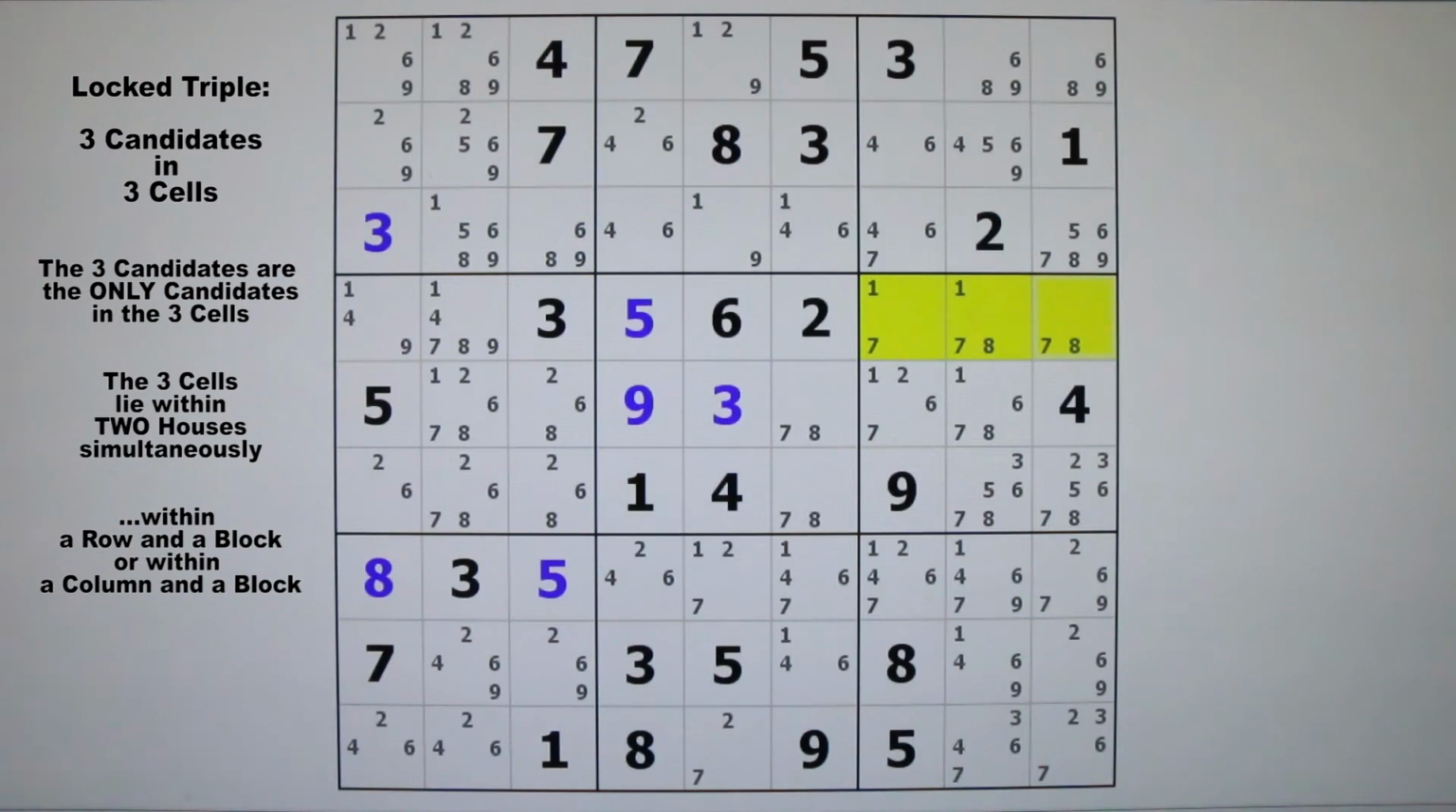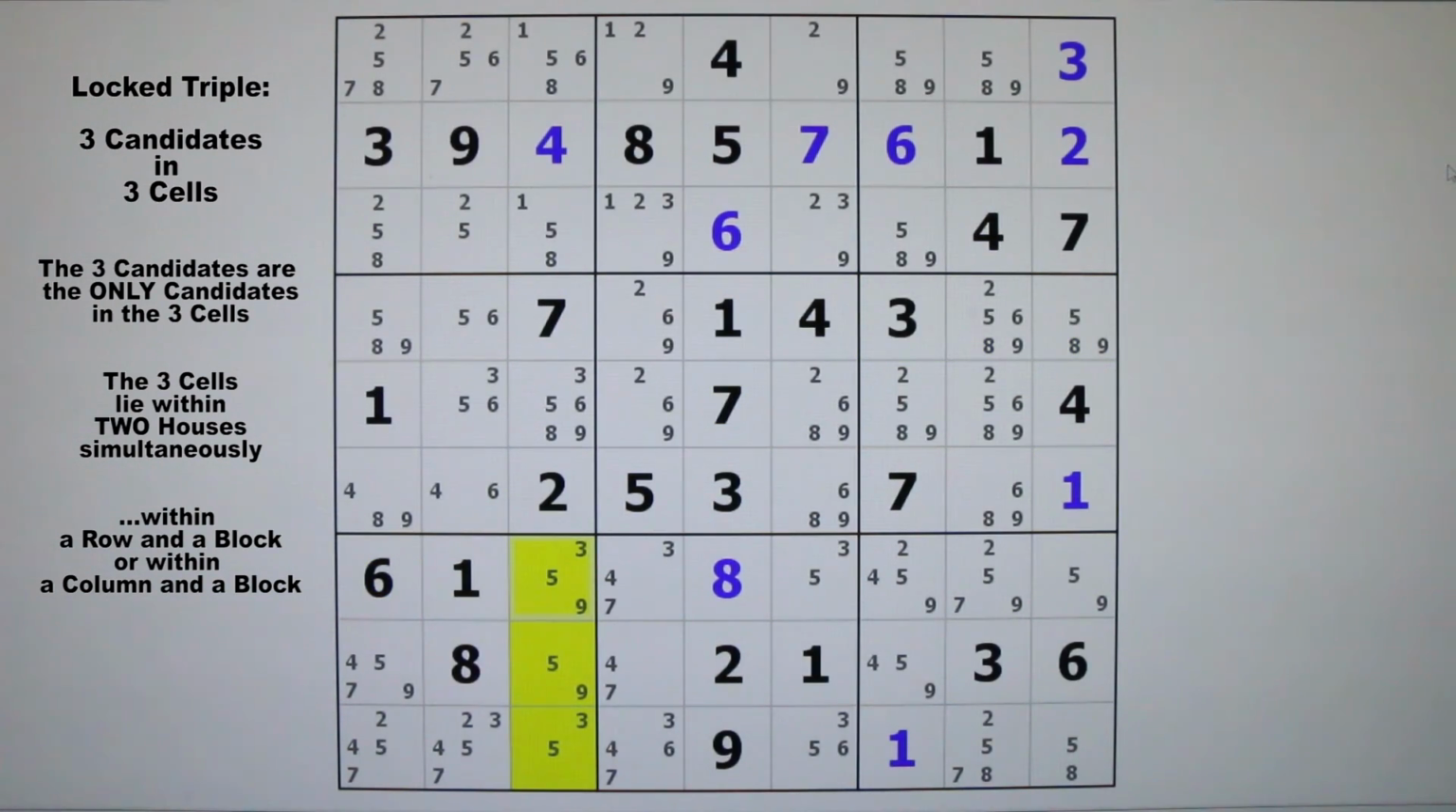All right, next one. Here we have a naked triple of 1, 7, and 8 that lies in 2 houses at the same time, row 4 and block 6. So 1, 1, 7, 8 out of the row, and in the block 1, 7, 1, 7, 8, 7, 8, 7, 8. So you can see these are very powerful and eliminate many candidates each time.